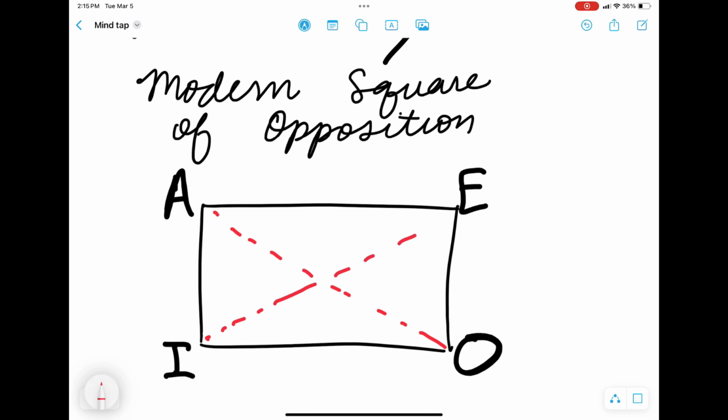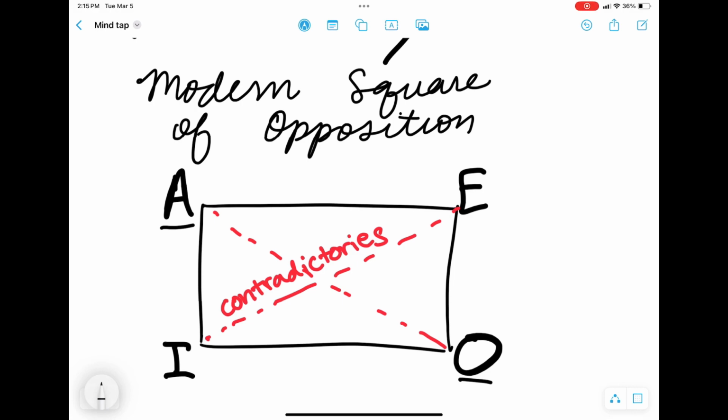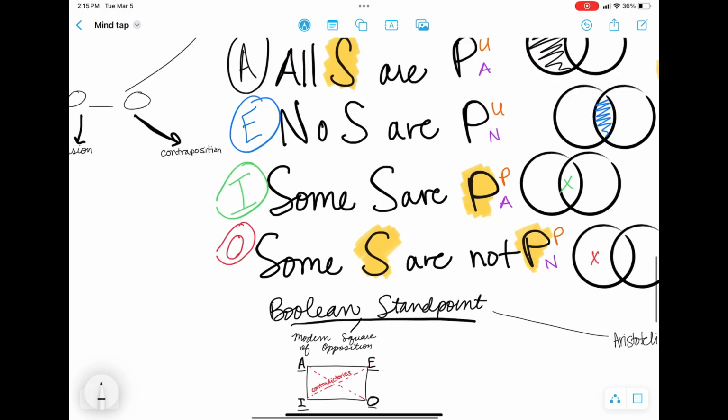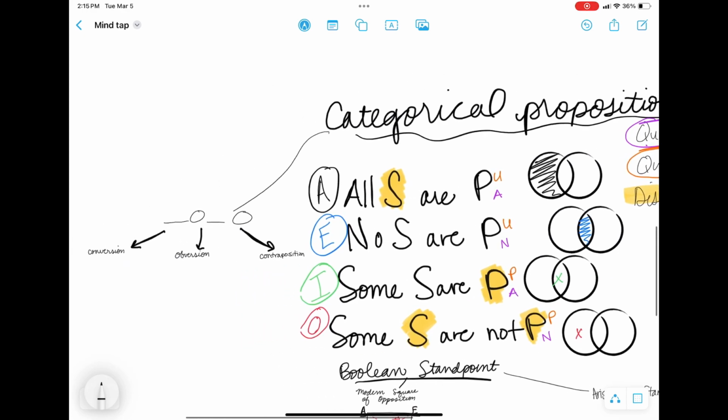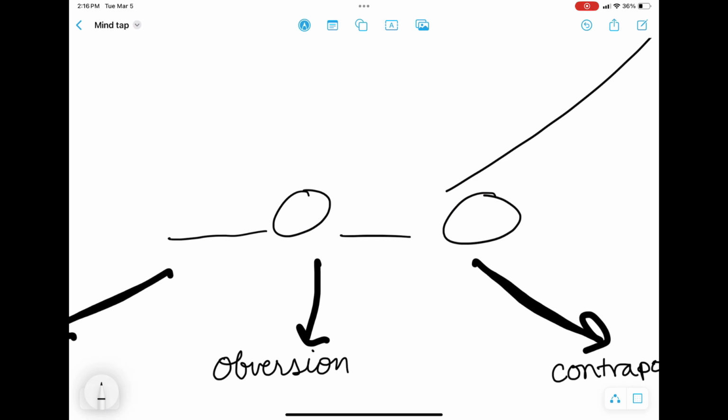There are some immediate inferences that we can make. These are exemplified on the modern square of opposition. The A claim and the corresponding O claim, as well as the I claim and the corresponding E claim, are contradictory. That means if one is true, the other is false, and vice versa. Those are going to be some of the immediate inferences that we can make on the Boolean standpoint.